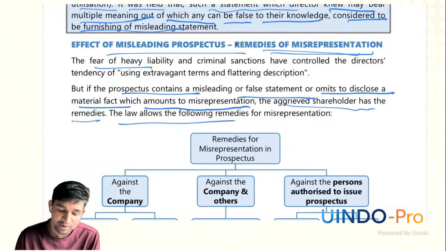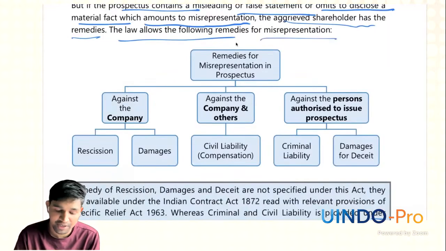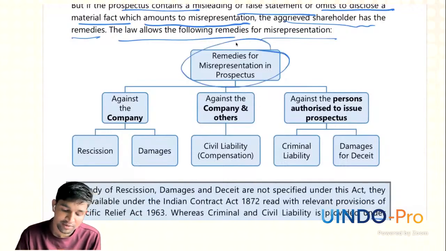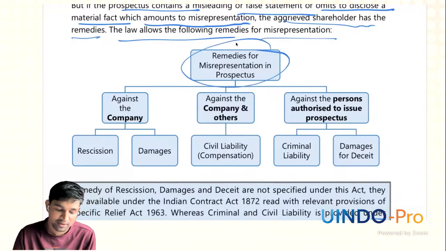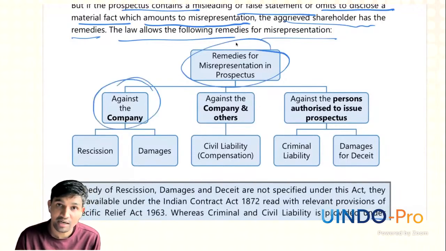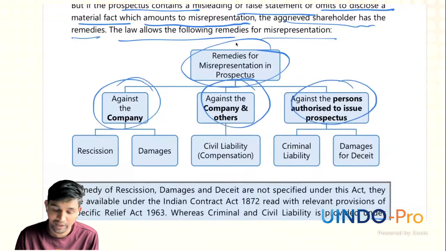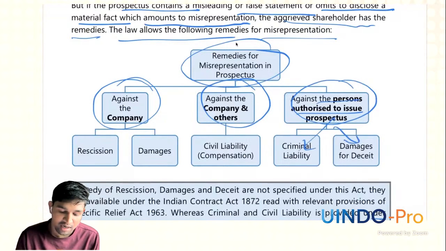The law allows the following remedies for misrepresentation in the prospectus: against the company and others, and against the person authorized to issue the prospectus. Against the person authorized to issue the prospectus, one is criminal liability and damages for deceit. Against the company and others, civil liability for compensation, and against the company, rescission and damages.